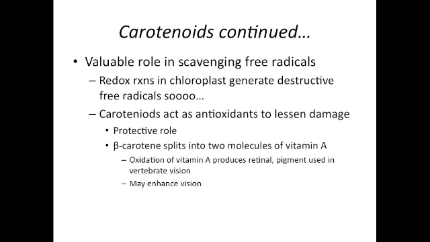Another fun fact about carotenoids, beta carotene, which is a carotenoid, if you split it in two, it produces 2 molecules of vitamin A. And for those that don't know, vitamin A is essential in vertebrate vision because it produces retinol, which is a pigment used to perceive light. So if you eat a lot of things that have beta carotene in it, it may enhance your vision.